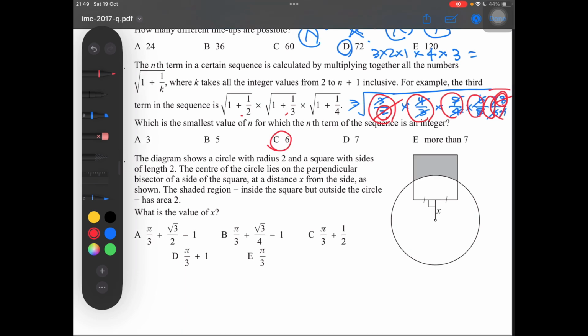Number 25. This shows the circle with radius of 2, square with side of length of 2. Center of the circle lies on the perpendicular bisector. Okay, so this is 8. And let's say this is 1. Oh no, I mean y8. This is 2.